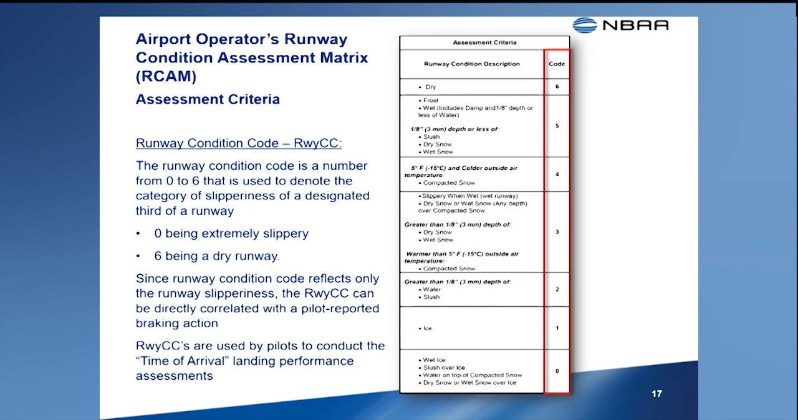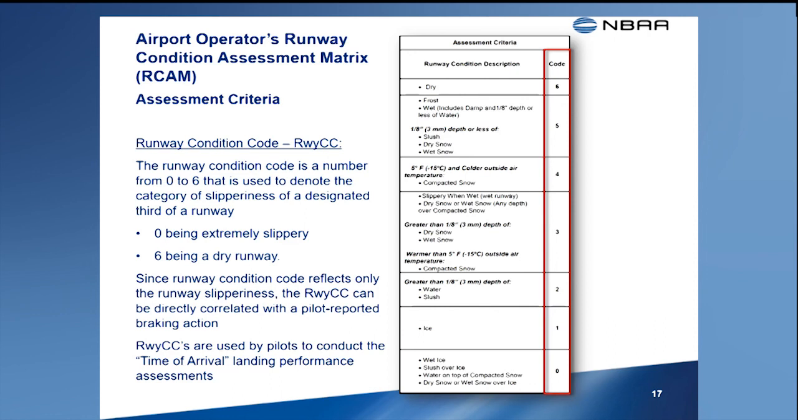In the RCAM, contaminant descriptions that have similar slipperiness characteristics or known effects on airplane stopping performance are grouped together. Each grouping is assigned a runway condition code, which FAA abbreviates as RWYCC. Runway condition codes are numbered sequentially, 0 through 6. These codes serve as a standardized shorthand describing the relative slipperiness of a runway. The code 0 describes an extremely slippery runway with minimal or non-existent braking action, while the code 6 describes a runway that is dry.